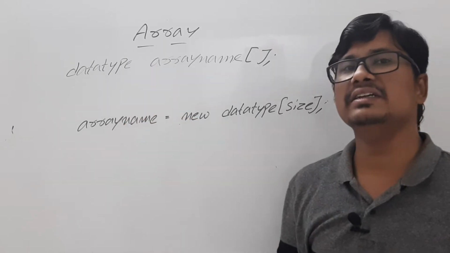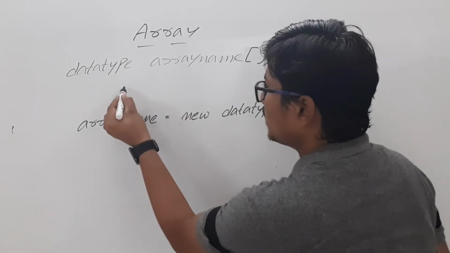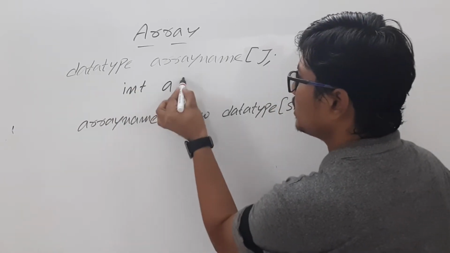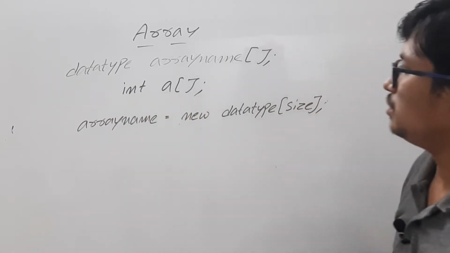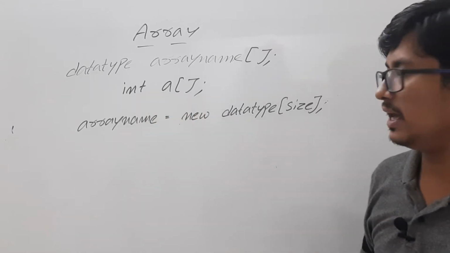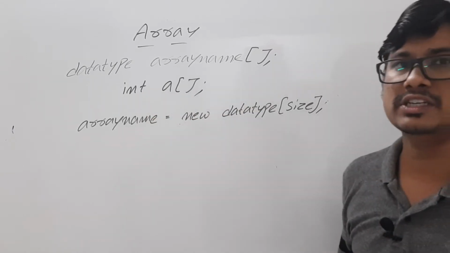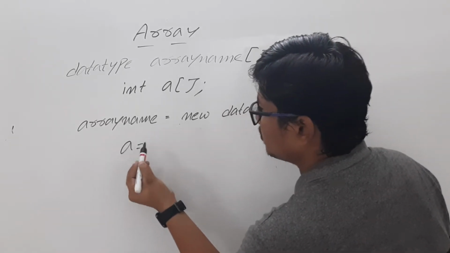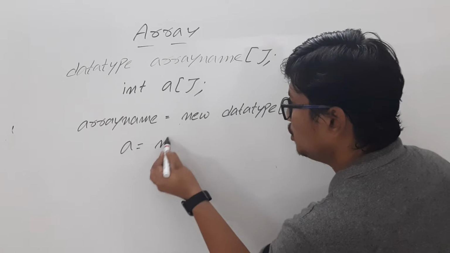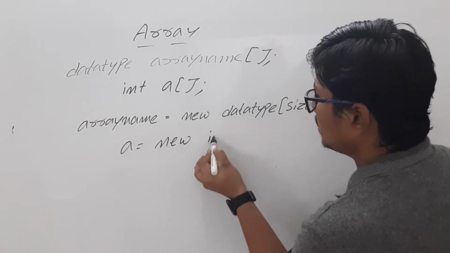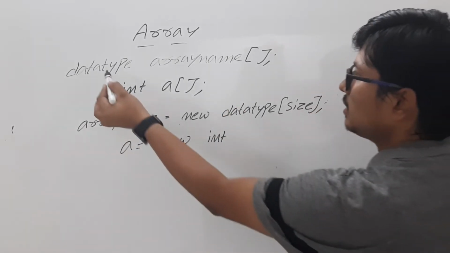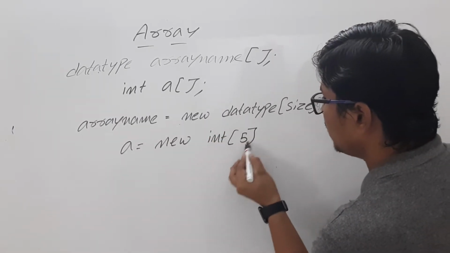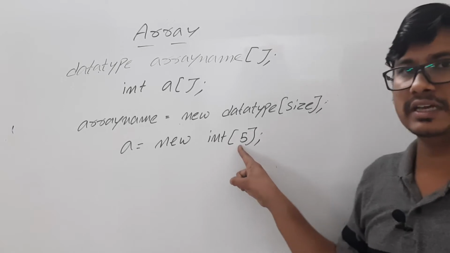I want to create an integer array. Then the data type should be int and the array name. Now let me make the array name as a. Okay, so I am creating an integer array. But if you write only this statement, memory will not be allocated. So here you need to write array name is equal to new int, because the data type is int. So here the data type and here the data type should be same. And I want to store 5 integer constants. So I am providing the size as 5.